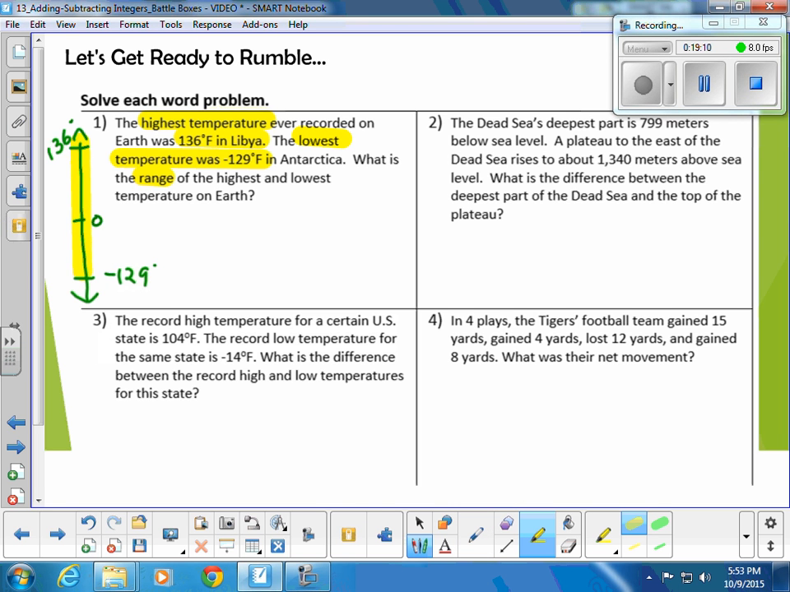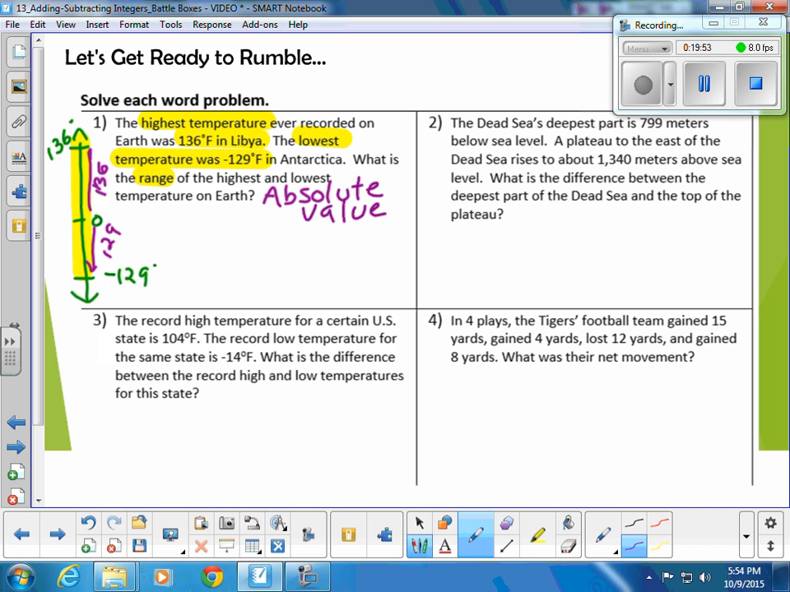How far did I travel? If you think about what we talked about with absolute value, that's the distance from 0. So with this example, from here to here, I went 136, a distance of 136. And then from 0 to the lowest, I went a distance of 129. To find the range, you have to combine those. So when you see those range questions, I want you to visualize this thermometer, because you're thinking absolute value, not actual operations with integers.